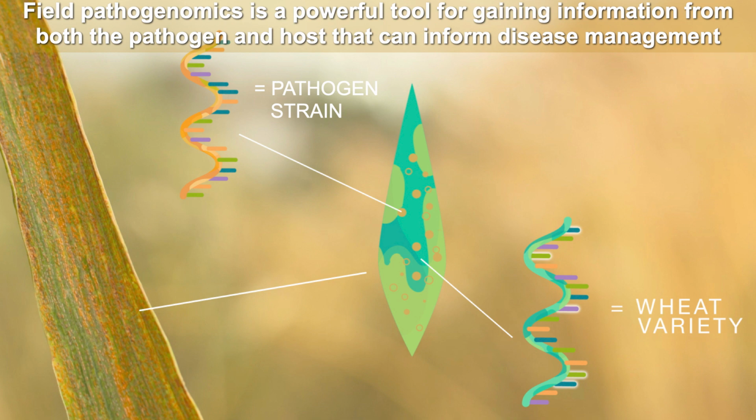We're going to go through this very slowly to see how this technique actually works. But the basics of this technique is we take an infected leaf, like you see here, or a stem of a wheat plant, and then we use the power of genomics and sequence this leaf in order to know which strain is present and which wheat variety is present. And then we can analyze that data.